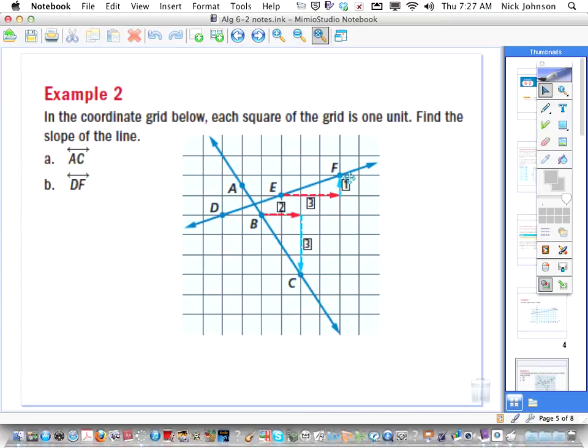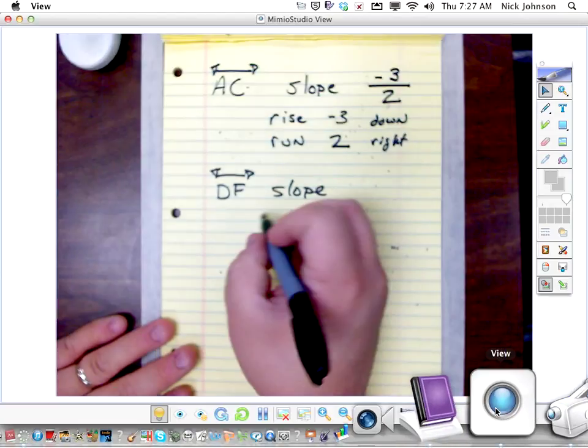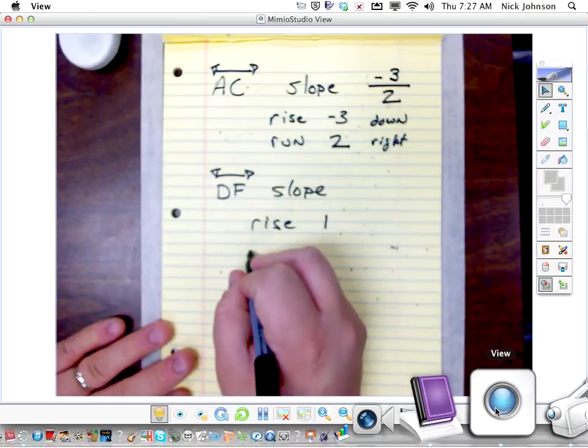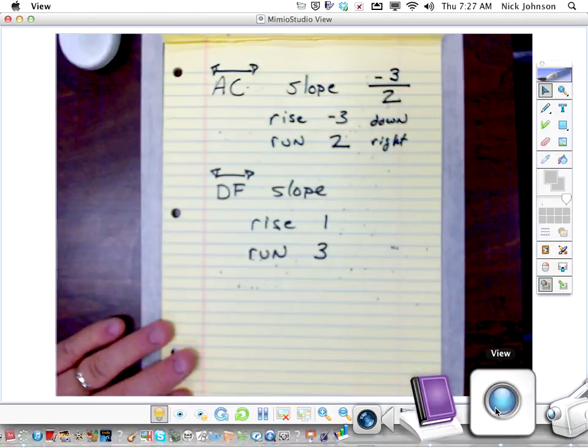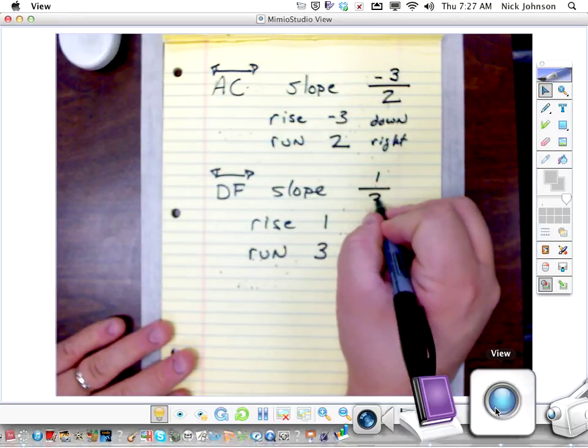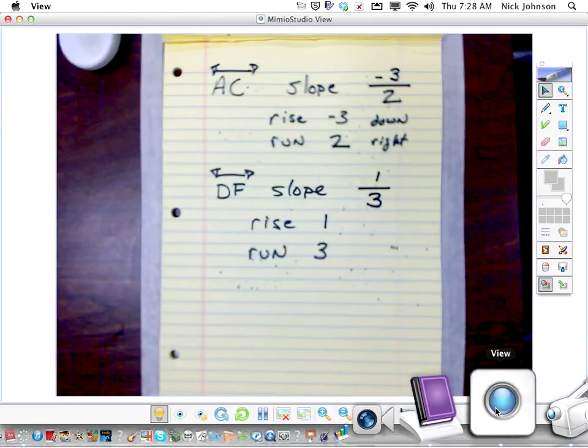Let's look at DF. If we look at line DF, E is also on this line. So if you look at E, from E to F, I have a run of 3, and a rise of 1. So line segment DF has a rise of 1, it has a run of 3. So its slope is 1 over 3.